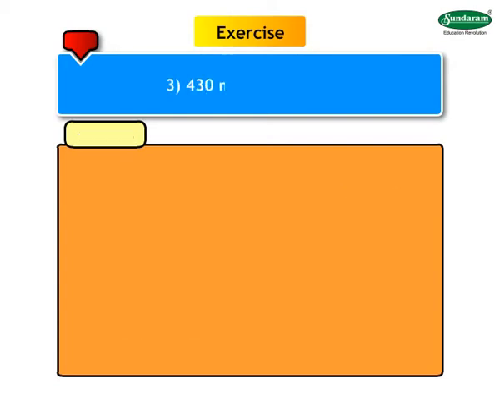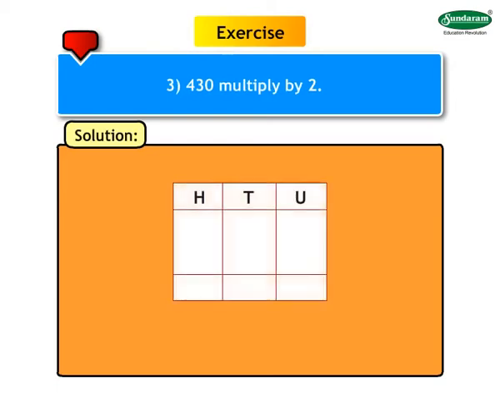430 multiplied by 2. We know that 0 multiplied by any number is 0. Therefore, 0 into 2 is equal to 0. Write 0 in the units place of the product. 3 into 2 is equal to 6. Write 6 in the tens place of the product.